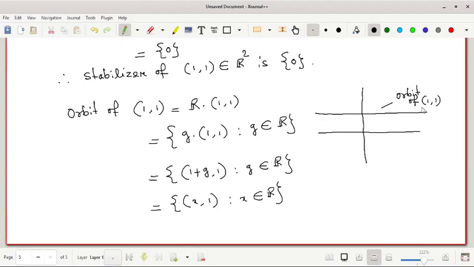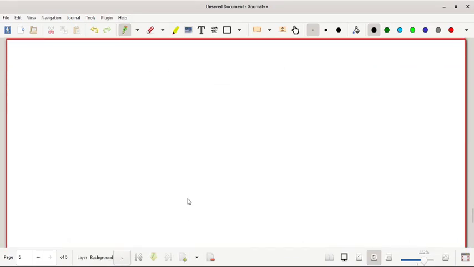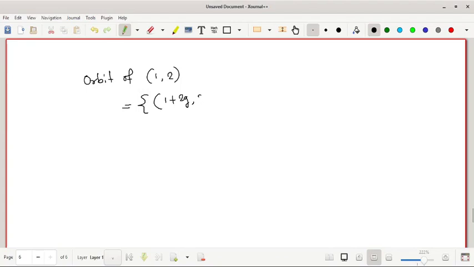So if I change the y coordinate, if I want to find out the orbit of say (10, 1), what will happen to it? It will be (10 + g, 1). So again it will be the same thing, this line. But if you change the y coordinate, suppose you want to find the orbit of say (1, 2), then it will be the set of all elements of the form (1 + 2g, 2) such that g belongs to R.